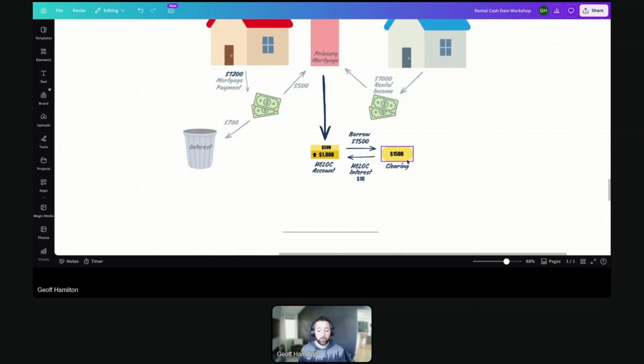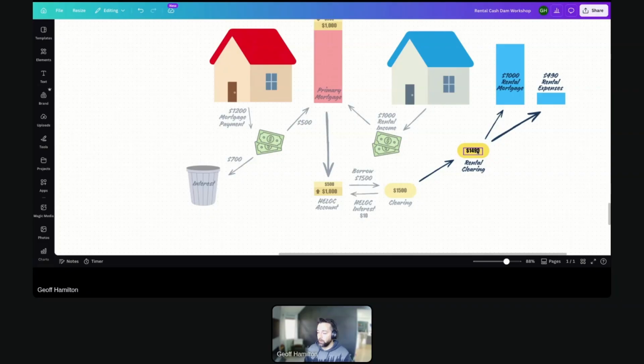Now, if we've been doing this for a while, there's going to be a HELOC interest payment from all the money that we've borrowed. So out of that $1,500, we're going to take our interest, which in this case I've put at $10, and feed it back to the HELOC as a payment. So we have $1,490 left. We're going to take that whole $1,490 out of the clearing account, and we're going to transfer it into a rental clearing account. This is another step that's recommended just to make the expenses for your rental property specifically really visible and clear to track.